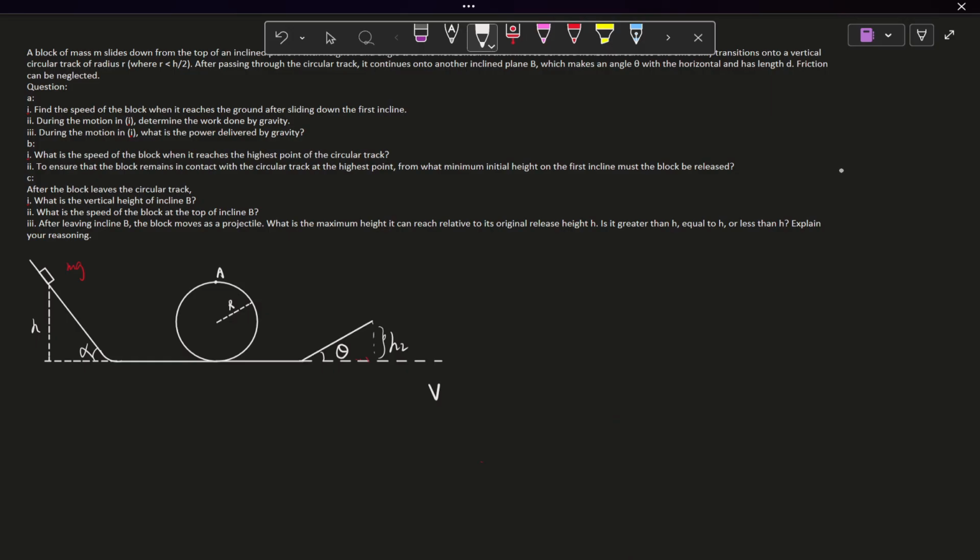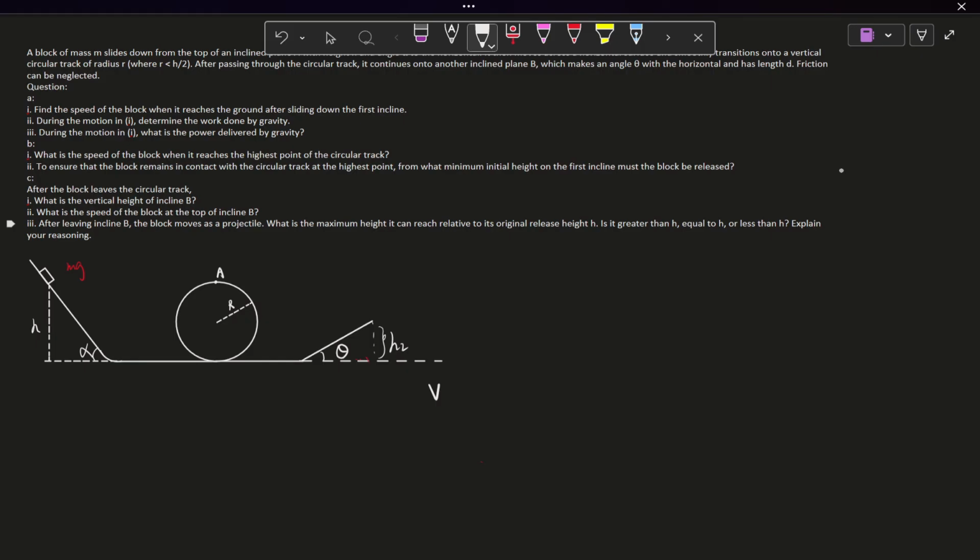But now let's look at the most interesting part of the entire FRQ, part 3. After leaving the incline B, the block moves as a projectile. What is the maximum height it can reach relative to its original release height, h? Is it greater than it, equal to it, or less than it?